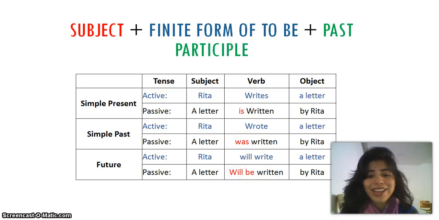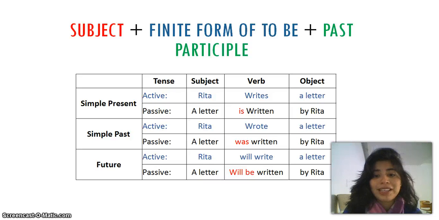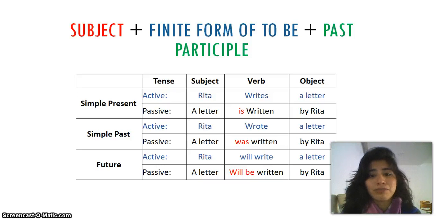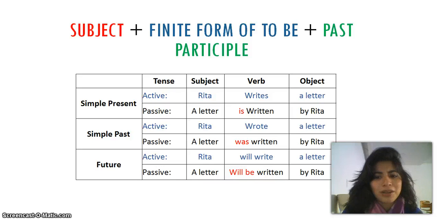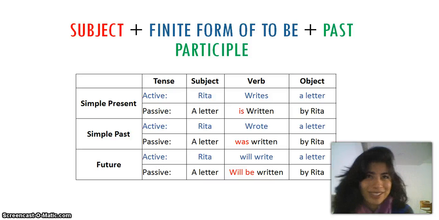So basically that's all you have to remember about passive voice. The verb will be in the past participle, but the finite form of to be will tell you whether the sentence is in the present, in the past, or in the future. If it's present passive, past passive, or future passive. Okay? And also remember, the object becomes the subject and the subject becomes the object.